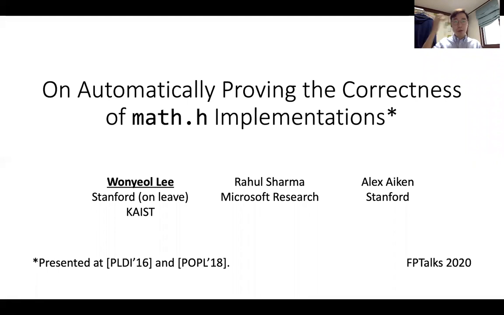So I'm Wonyo. I'm a graduate student at Stanford, but currently taking a leave to do some kind of alternative military service in Korea. So anyhow, I'm going to talk about some verification problem for the math.h implementation. This is joint work with Rahul and Alex, and this talk is based on two papers presented at PLDI and POPL. Okay, so let's get started.